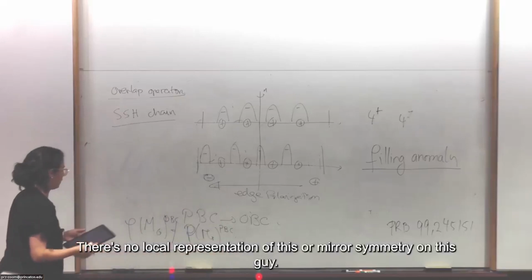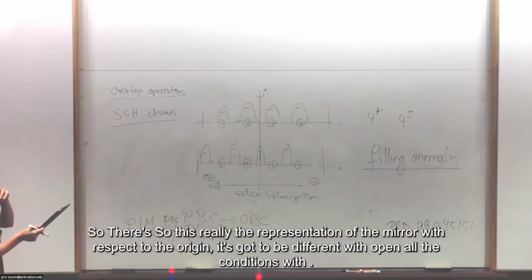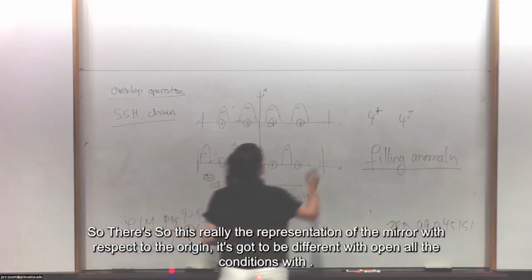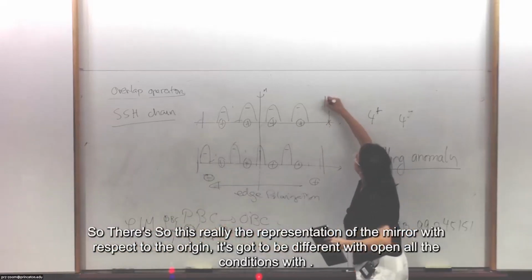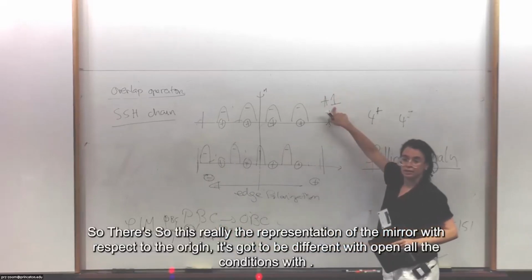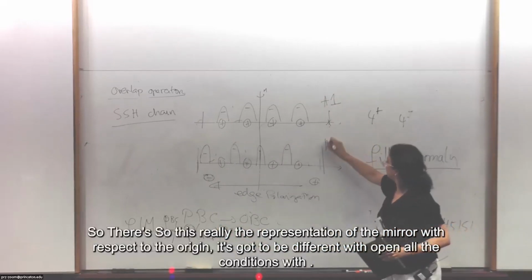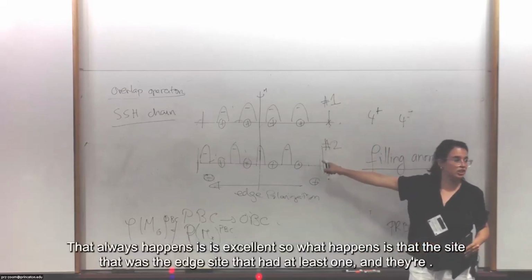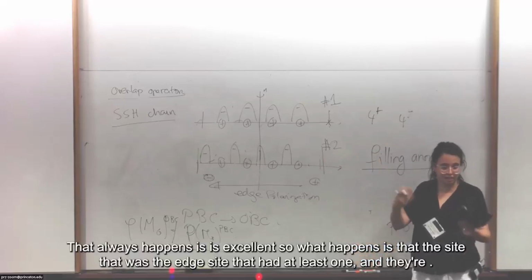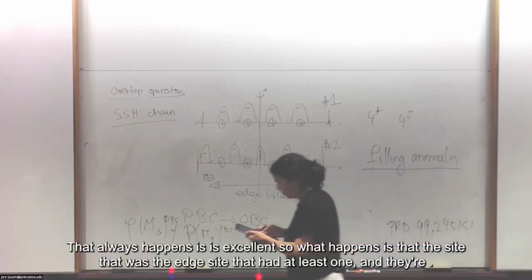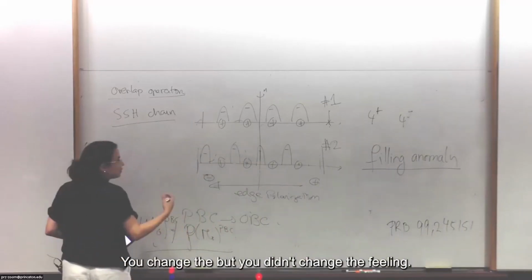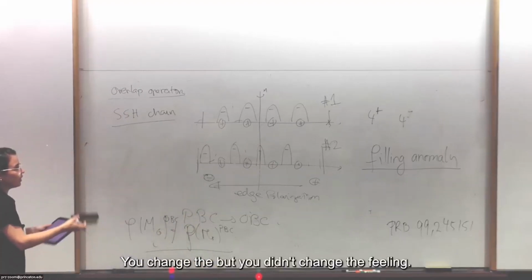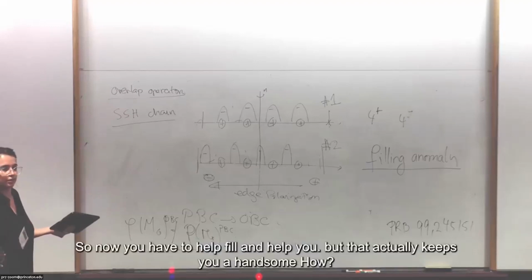That always happens for these types of cases. So what happened is that a site that was the edge site that had a multiplicity 1 under the symmetries became a site of multiplicity 2. You changed the multiplicity, but you didn't change the filling, so now you have to half fill, and half filling is complicated. So you need to break this. But that actually gives you a hint on why, we talk about orthogonal space, but why are these topological states in the gap? Why are they even inside of the gap?